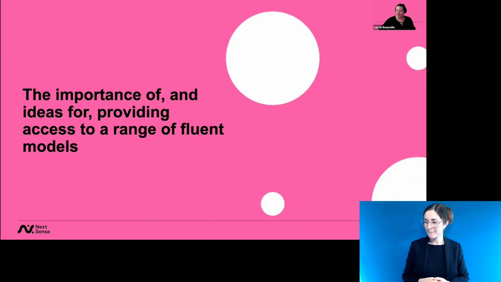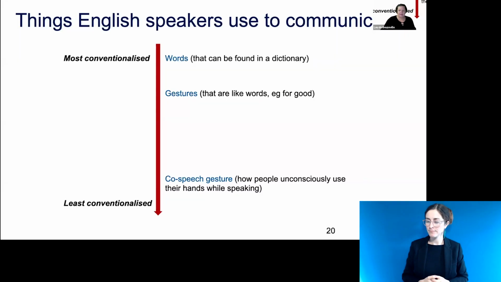So I want to talk about how important it is and ideas for providing access to a range of fluent signers. No, I can't do a point button. English, I'm going to talk here about the range of signing you can have in Auslan. So have a quick look at the diagram and I'll move me.